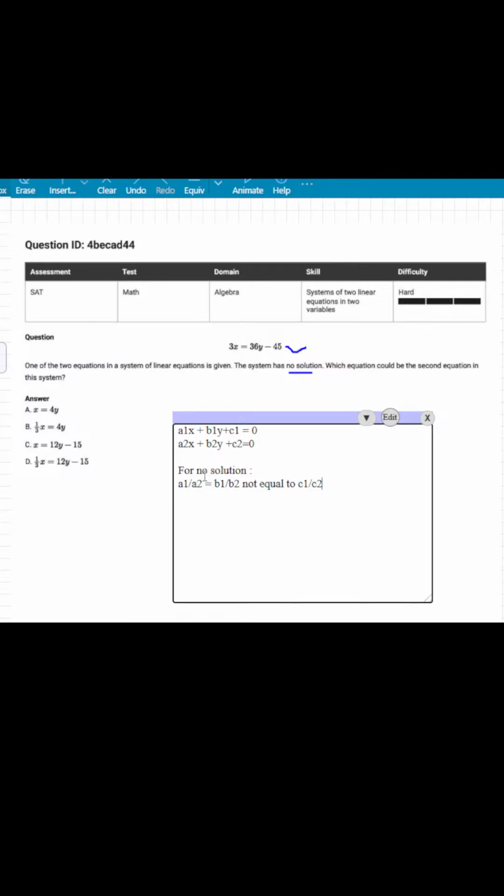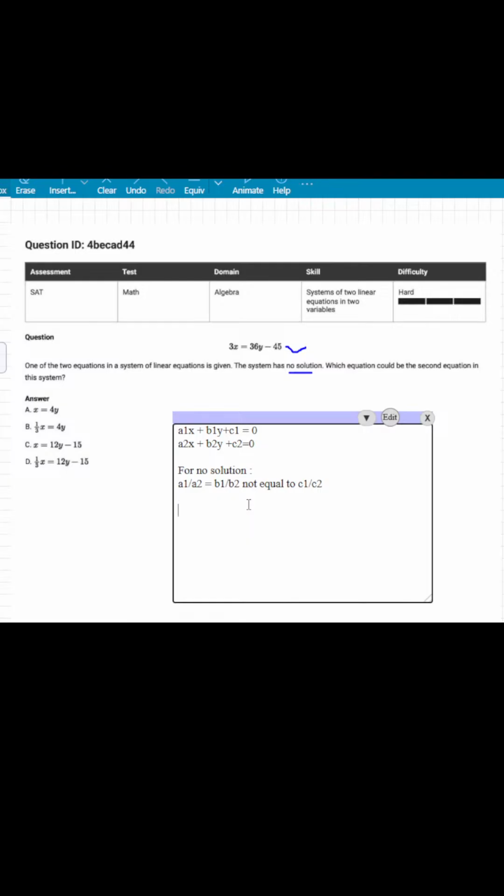And as I told, this is because the slopes will be equal, so there will be parallel lines, but the intercepts will be different, so the constant terms must be different. So they shouldn't be equal, but the ratio should be the same for x and y. The constants should be in a different ratio. That is the condition. Now let us compare this equation's coefficients with the given options.